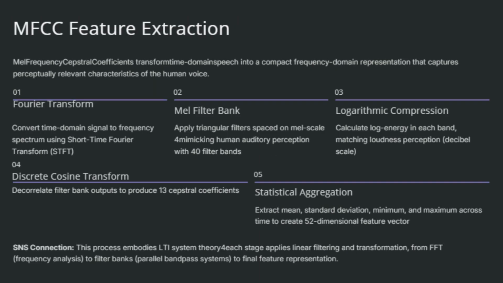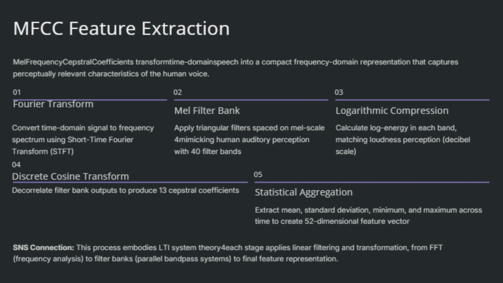Once the audio is captured, we need to extract features that represent its important characteristics. Here, we use MFCC, Mel-Frequency Cepstral Coefficients, one of the most powerful speech features in signal processing. MFCC works by first converting the signal from the time domain to the frequency domain using the fast Fourier transform. Then, a set of Mel scale filter banks are applied. These act like a network of bandpass filters that model how the human ear perceives sound frequencies. This is directly related to the frequency response and filter design concepts studied in SNS.